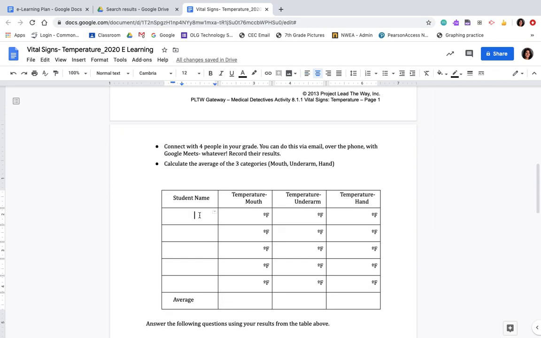You're going to fill out the data table below. So you'll write your name, you'll write what your temperature is in your mouth, your underarm, and then your hand. Okay, and don't be surprised if they're all very different.